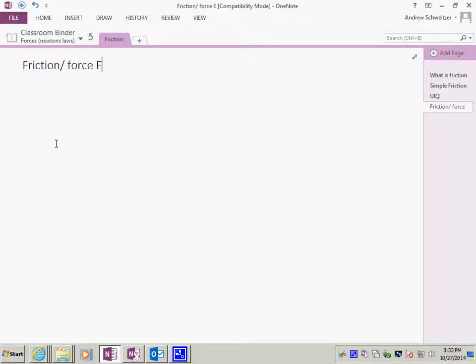This is Andy Schweitzer, and we're looking at doing a quick little example of a friction slash force example. Let's do number 3. Let's take a box, and make sure my pen works. Okay, we'll take a box here and say the box is, again, the standard 5 kilograms.